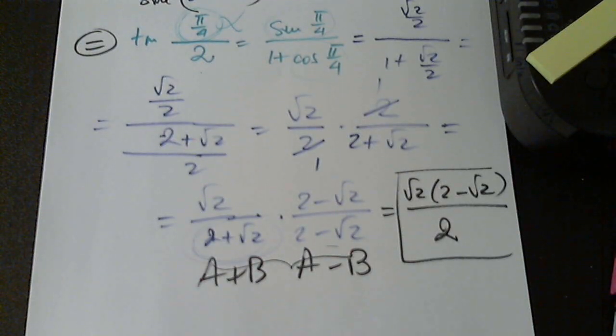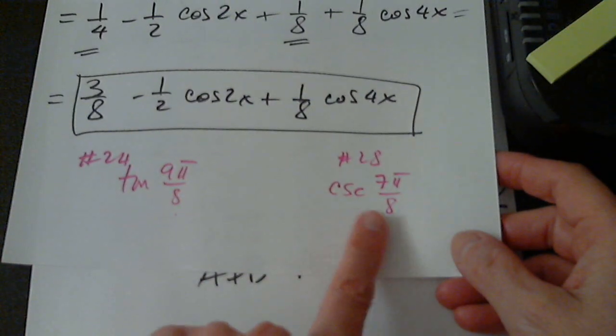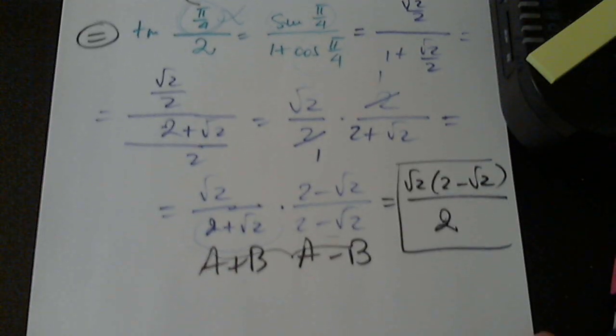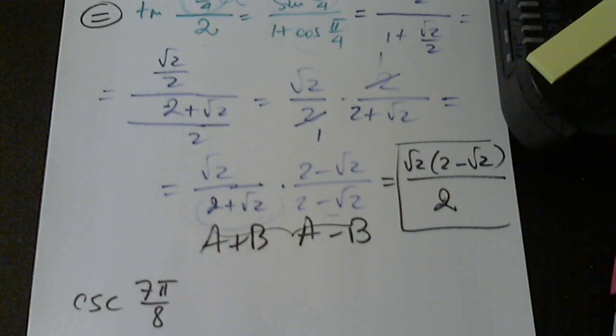Excellent. Now, so this was the tangent 9 pi over 8. Now let's also look at cosecant 7 pi over 8. Any questions so far, please? Anyone? I have a question.